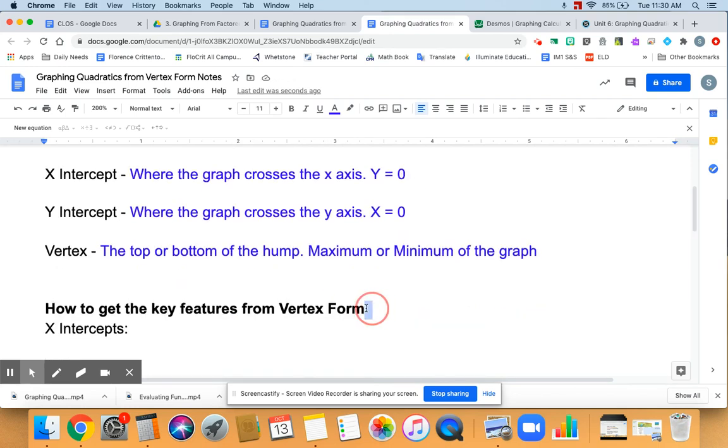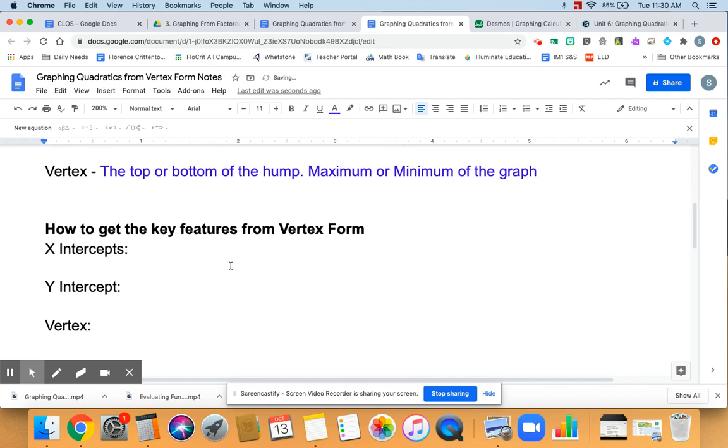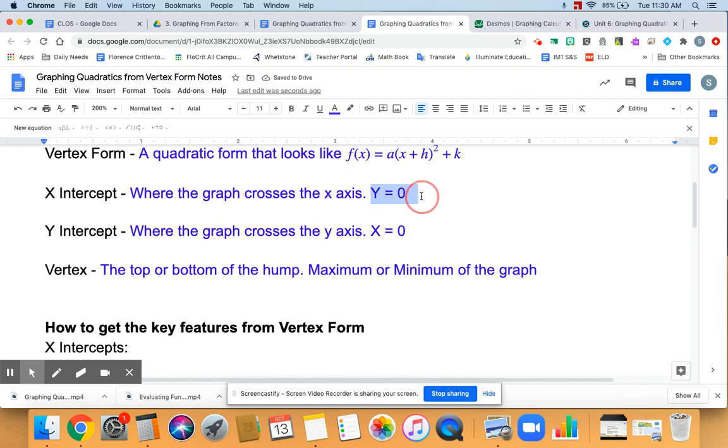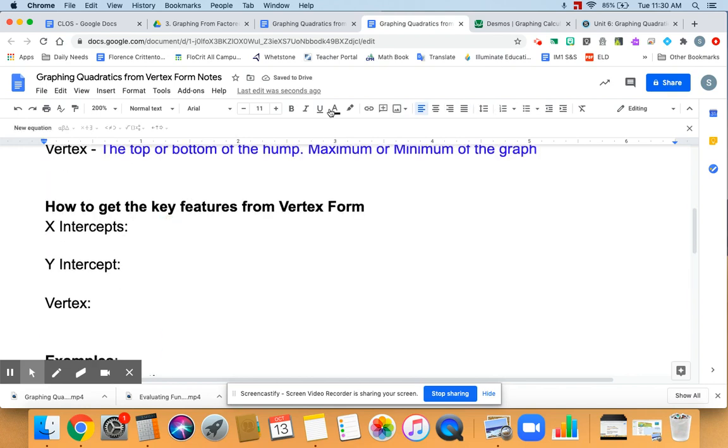Let's talk about how you're going to quickly get the key features from vertex form so that you can graph instead of guessing and checking points to plug in. So for x-intercepts, remember the whole thing is that y has to equal 0. So if I took something like this and made it equal 0, do you remember from the last unit how you would solve this for x? You would just use backwards order of operations to isolate the x, and that's how you solve for them.